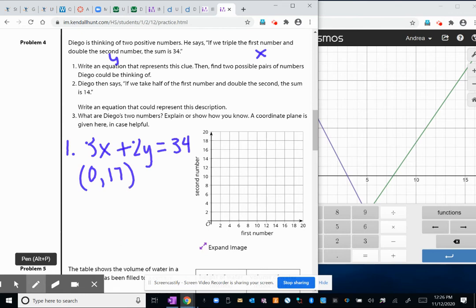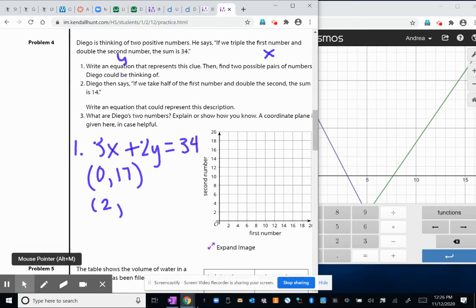And I'm just going to come up with a different pair of numbers if I just think to myself, well, what if x is 2? If x is 2, then what I know is that I could figure out the other value by thinking about, well, what do I get if I put a 2 in for x? If I put a 2 in for x, I have 3 times 2, and then added to 2y equals 34. Well, 3 times 2 is 6.